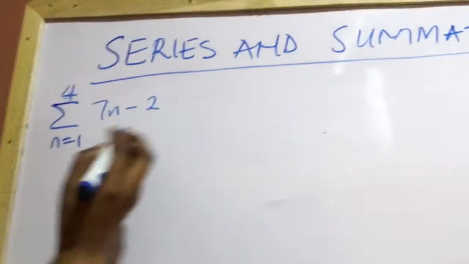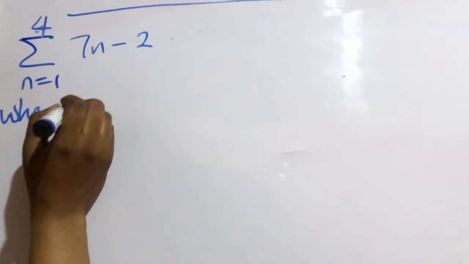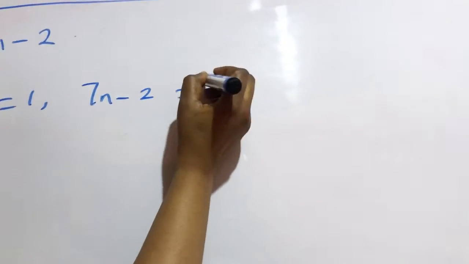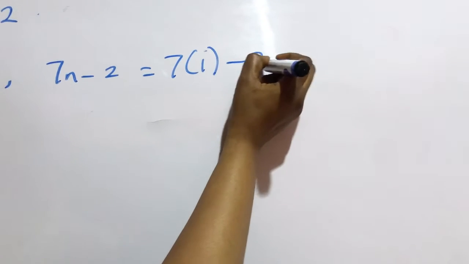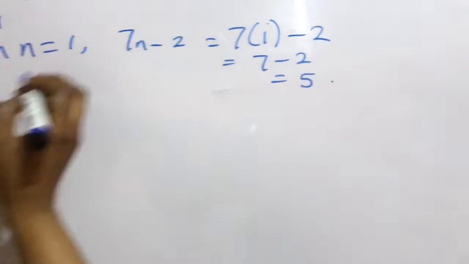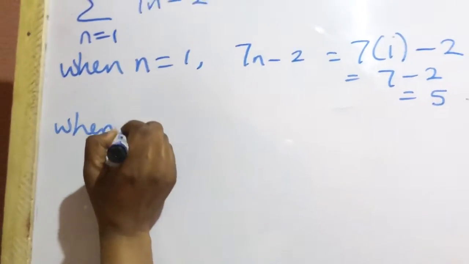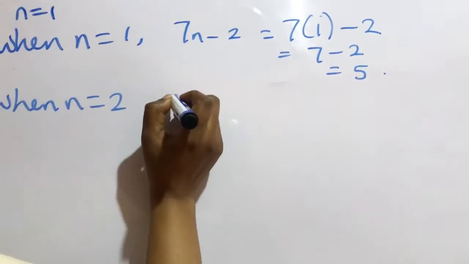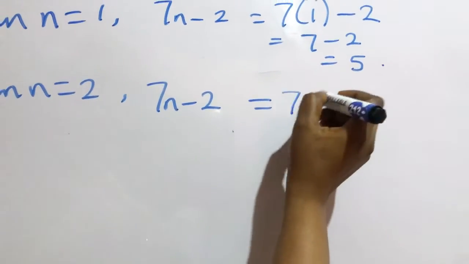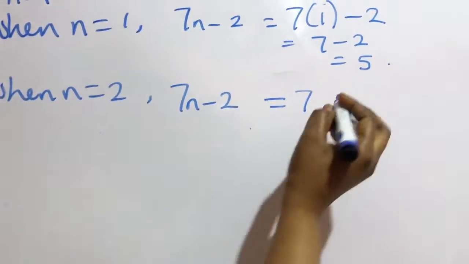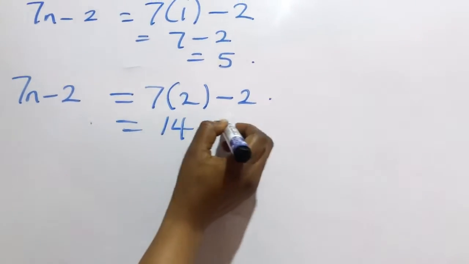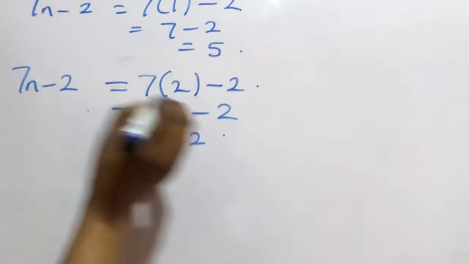So let's check when n is equal to 1. When n is equal to 1, 7n minus 2 will be equal to 7 multiplied by 1 minus 2. That is 7 minus 2, which is equal to 5. When n is equal to 2, 7n minus 2 will be equal to 7. That is, wherever you see n, you are going to put 2. 7 multiplied by 2 minus 2 is equal to 14 minus 2, and that is equal to 12.